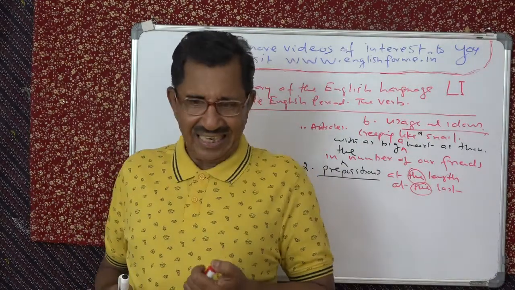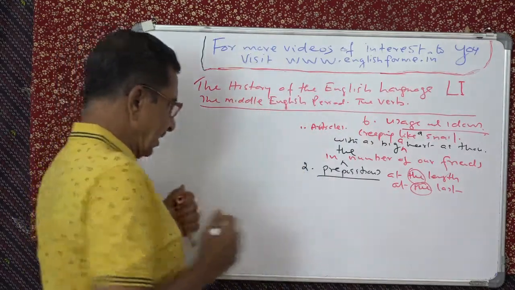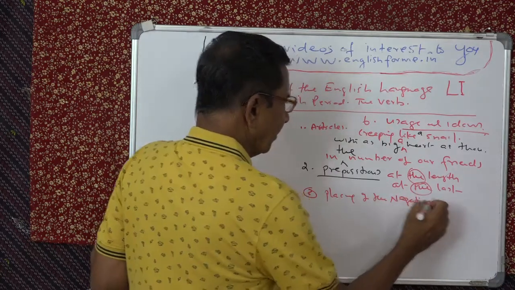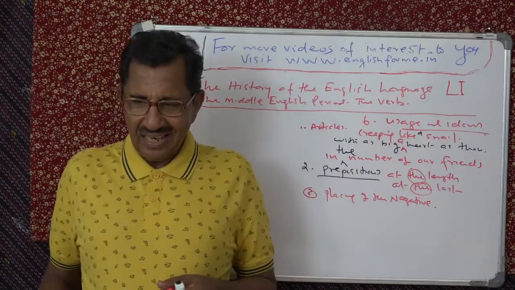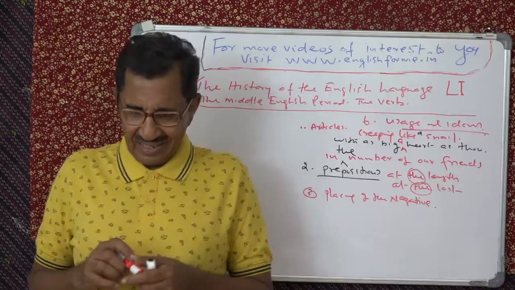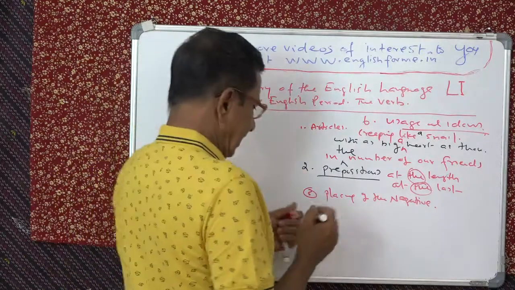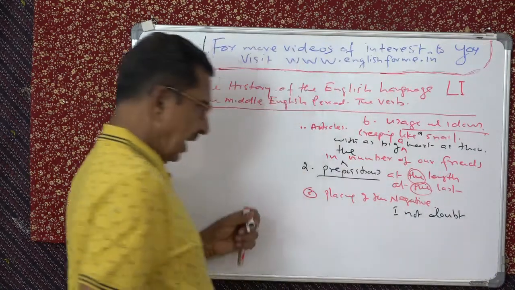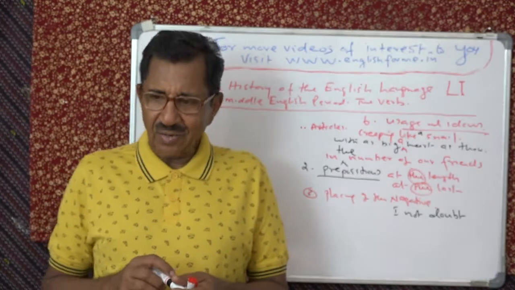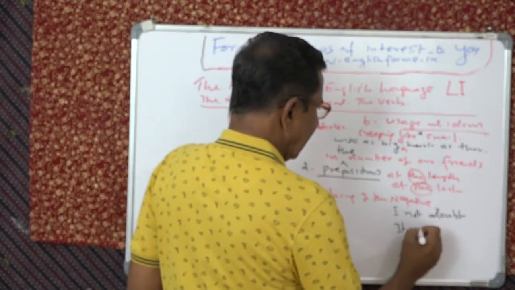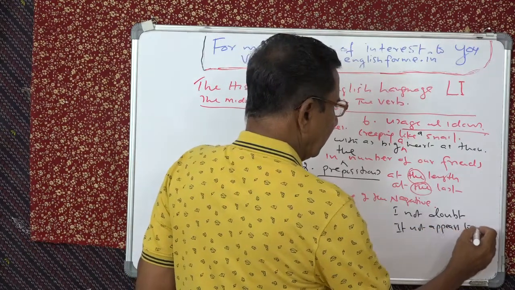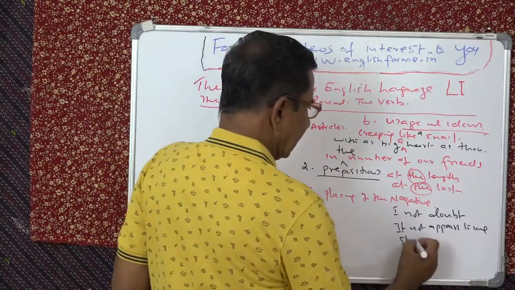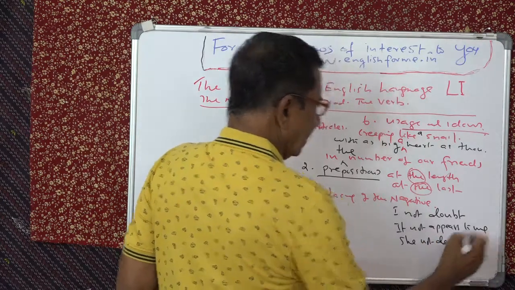Then you have the placing of the negative, another point, number three. Shakespeare will say, "I not doubt." I don't doubt, you will say today. "It not appears to me." In modern English, we say, it does not appear to me. "She not denies it." She does not deny it.